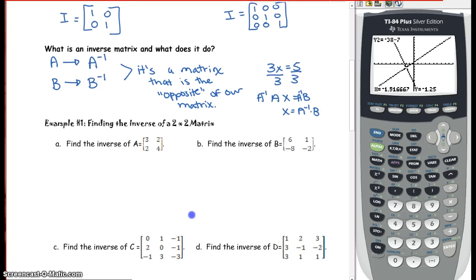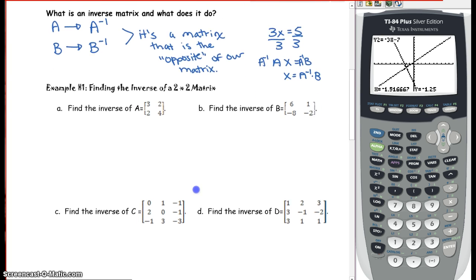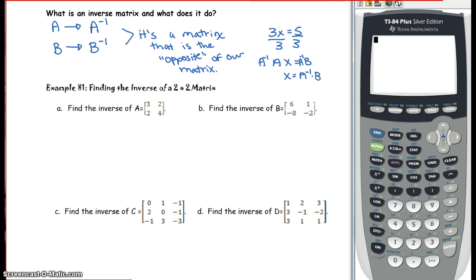Let's look at example 1. It says find the inverse of a 2 by 2 matrix. I have my calculator ready because we are going to be using it. We are done graphing lines, so I'm going to clear out and go to the home page. It says find the inverse of A, and we know that A is equal to 3, 2, 2, 4. What we're looking for is the inverse of that. That little negative 1 power is the way we say inverse, so this is equal to A inverse.